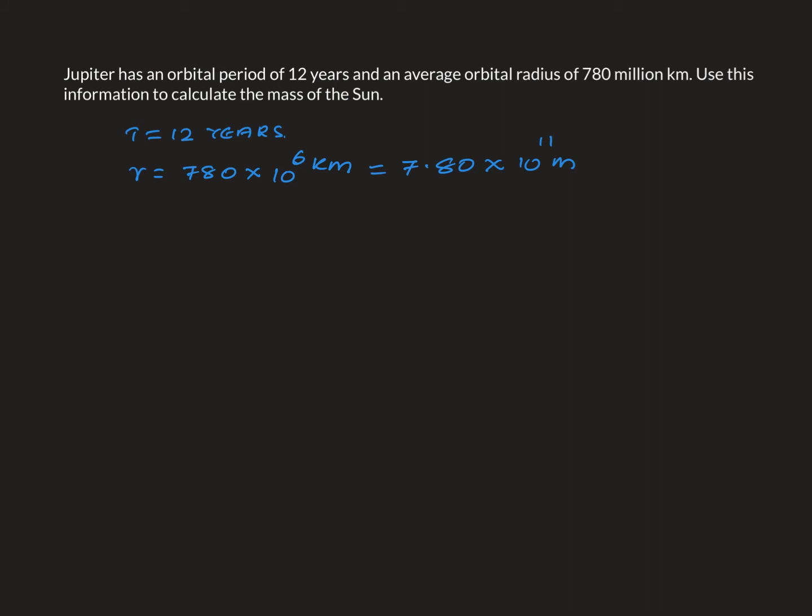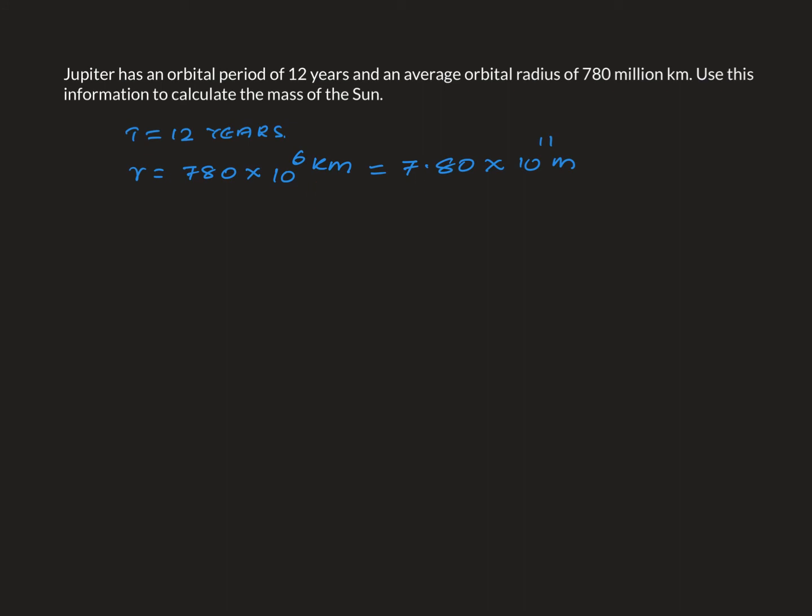So this is a question about finding the mass of the sun based on the information given about Jupiter. Jupiter has an orbital period of 12 years and an average orbital radius of 780 million kilometers. Use the information to calculate the mass of the sun. So the orbital period is 12 years, that's given to us, and the radius is 780 times 10 to the power 6 kilometers.